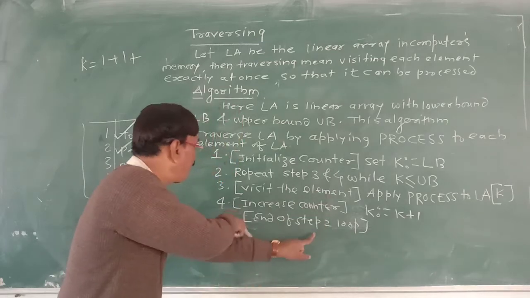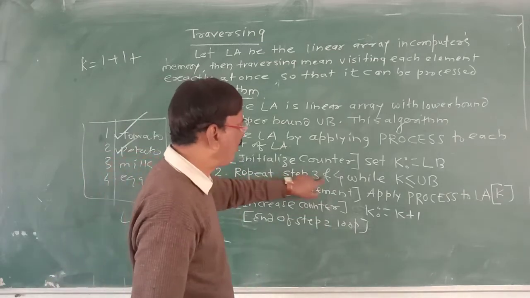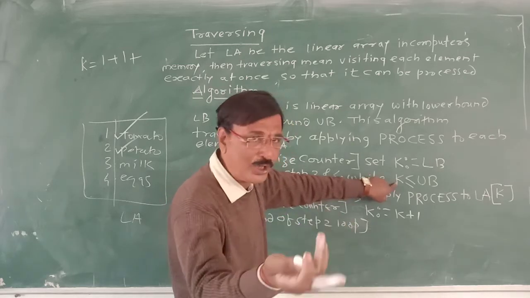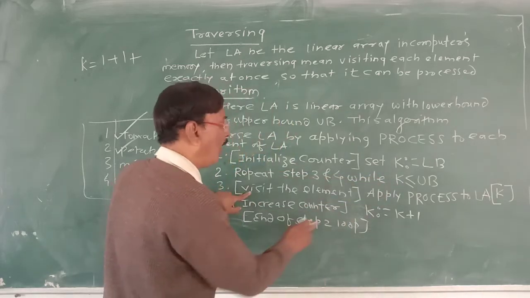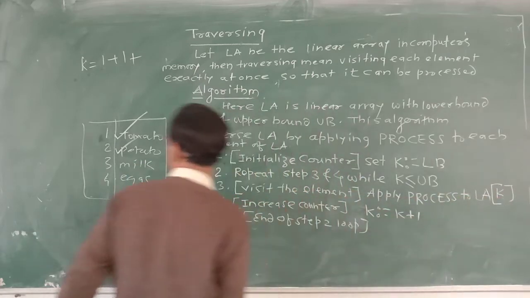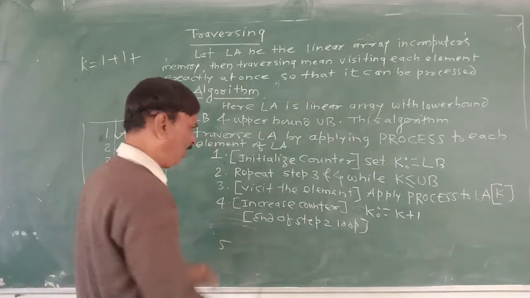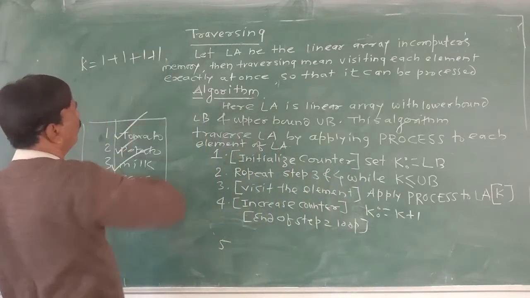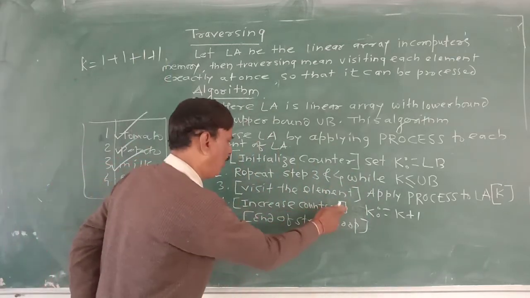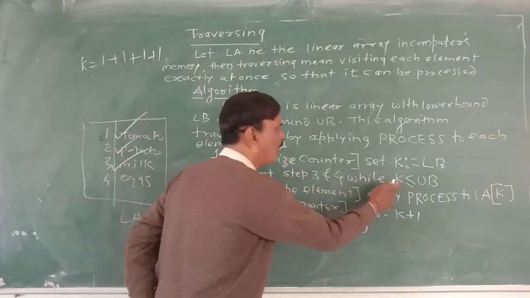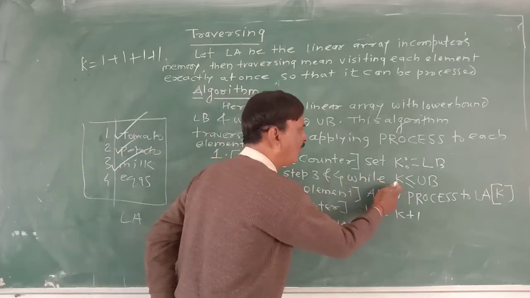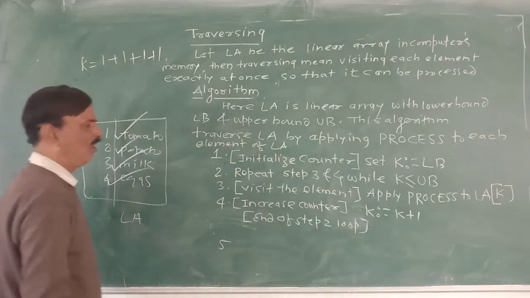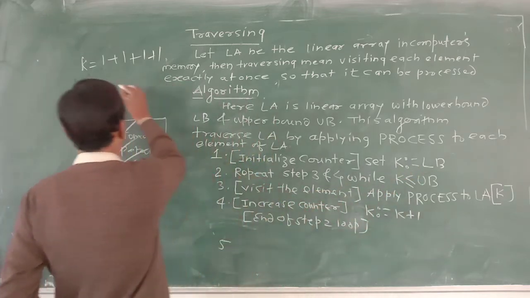That's why we don't go to step number 5; rather we come back to repeat steps 3 and 4 while K is smaller than or equal to upper bound. K is 3, upper bound is 4. The condition is satisfied. Apply the process to LA[3]. Increase K equals K plus 1. Now end of the step 2 loop. K is 4, which is equal to the upper bound. So visit and apply the process to LA[4]. Increase the counter. K becomes 5.